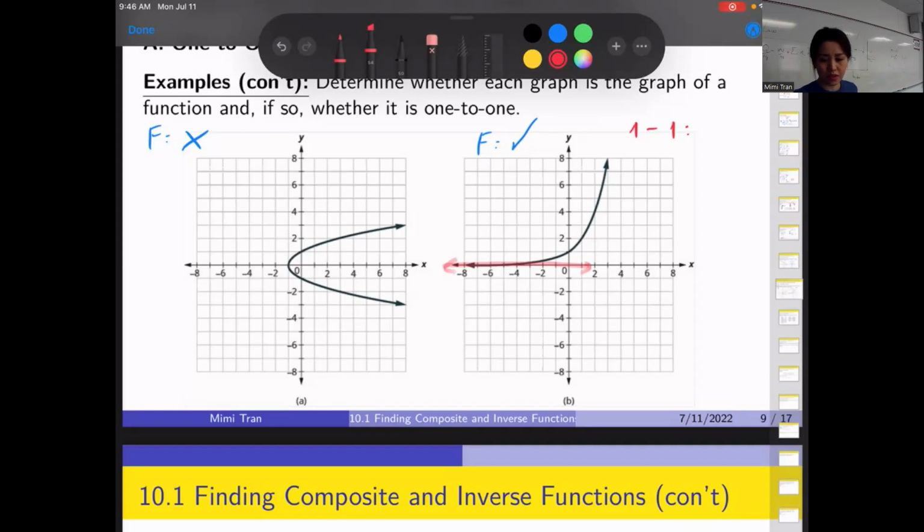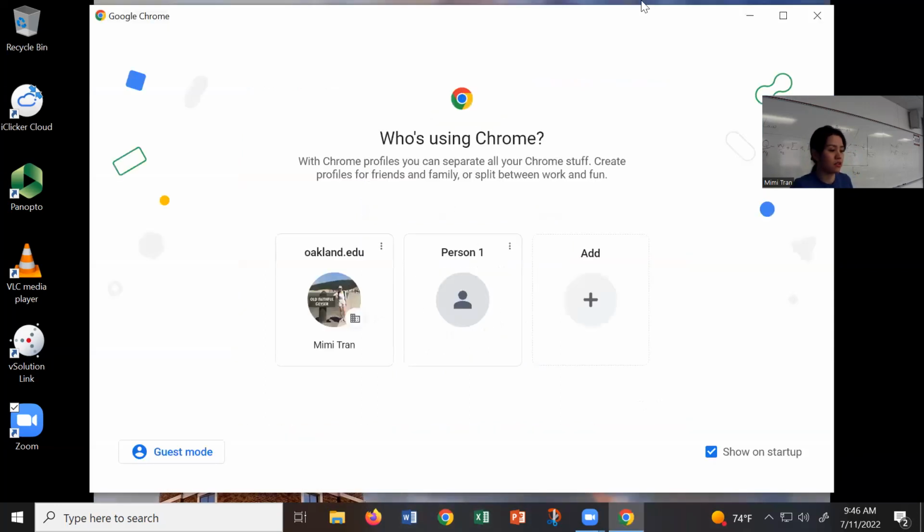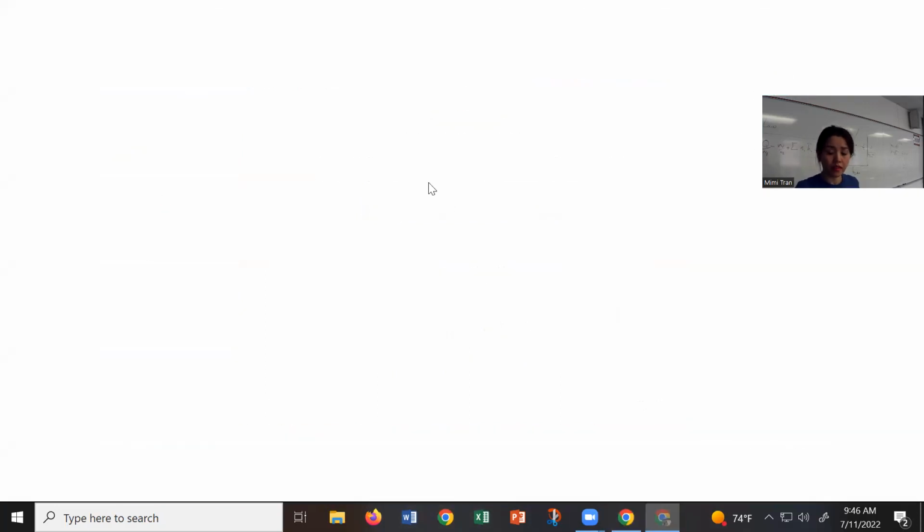Maybe I'm going to do this. I'm thinking next semester I'm going to stop letting people zoom in. It's a lot of work for me. Oops, what happened? I got kicked out. Okay, I'm getting it.